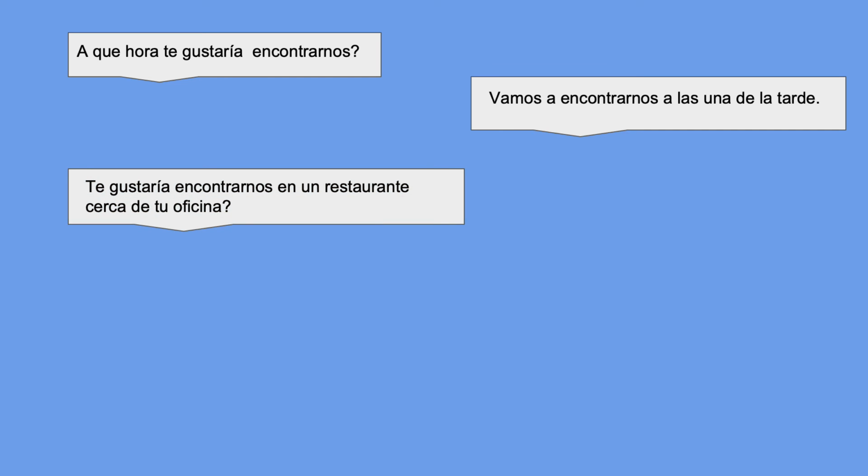¿Te gustaría encontrarnos en un restaurante cerca de tu oficina? Let's break that down and then let's practice repeating it. ¿Te gustaría, would you like, encontrarnos, to find ourselves or to meet up? Would you like to meet up? En un restaurante, in a restaurant. Cerca, close. So far we have would you like to meet at a restaurant, close, de tu oficina, to your office. Would you like to meet at a restaurant close to your office?